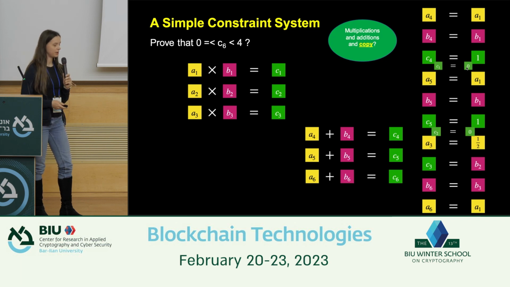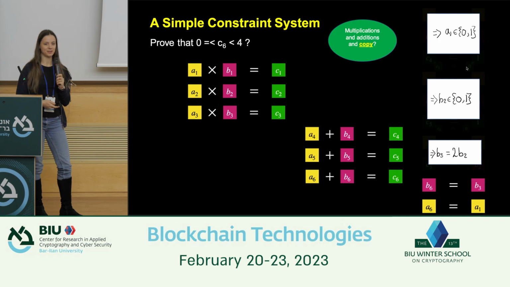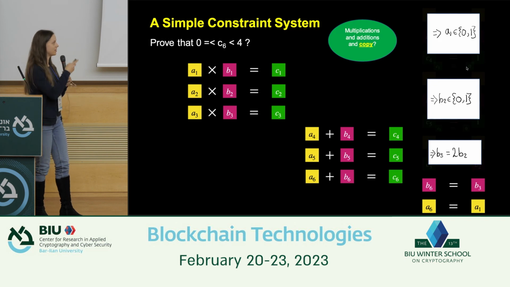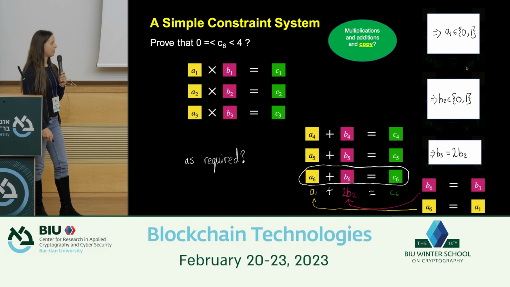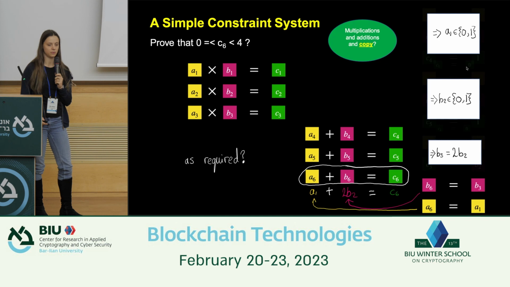Okay, in our final step, we're going to have even more copy constraints. Our number of copy constraints is getting quite large now. I'm just blanking out the ones that we've already considered so that we can focus on the last two. If we have that B6 is equal to B3, which is equal to 2 times B2, and we have that A6 is equal to A1, which is between 0 and 1, and B2 is between 0 and 1, then finally, our very last constraint is going to give us that A1 plus 2 times B2 is equal to C6, which is going to give us that C6 is actually within our required range, which is what we're trying to show.